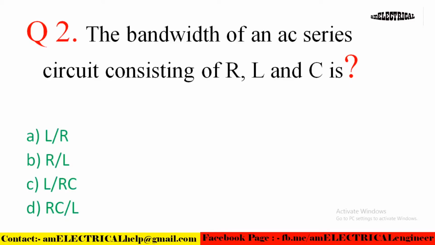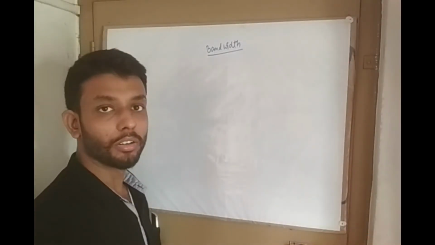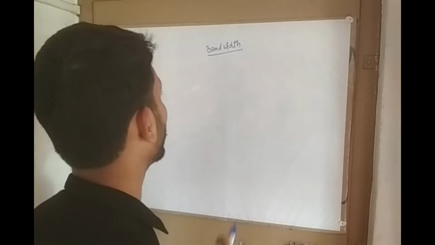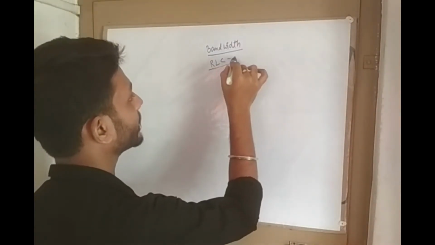The bandwidth of an AC series circuit consisting of R, L and C is option A, L by R, option B, R by L, option C, L by RC, and option D, RC by L. Now we have to find out the value of bandwidth in RLC circuit.